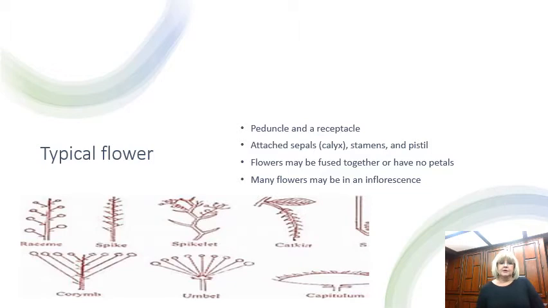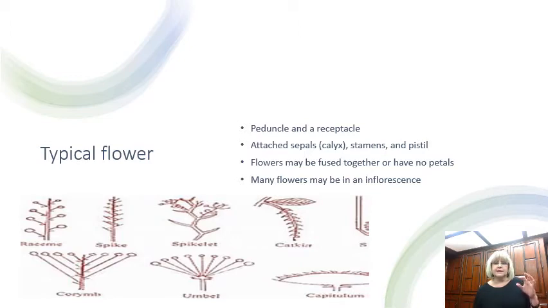So a typical flower consists of a peduncle and a receptacle to which are attached sepals, which are the calyx, petals, which are the corolla, stamens, and pistil. So flowers may have no petals, or the petals may be fused together, and many flowers may be in inflorescence.